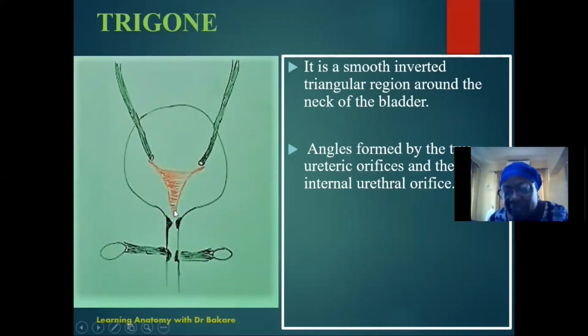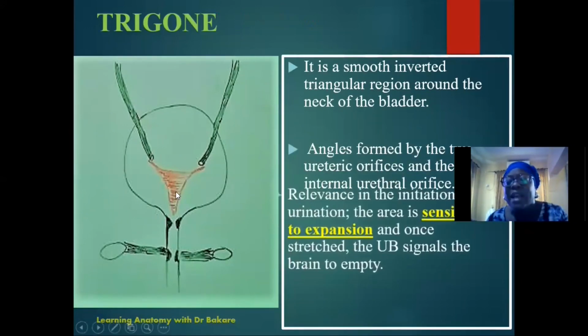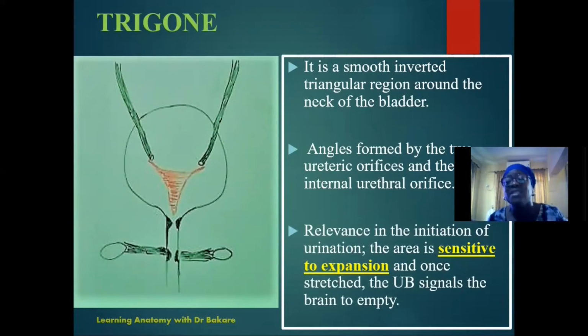Then the inferior angle is formed by the opening of the urethra. This is the urethra that takes the urine out of the urinary bladder. So they tend to form an inverted triangular space around the neck of the urinary bladder. And this structure will help in the process of urination because they are highly sensitive to expansion. So when there is expansion of the urinary bladder and the expansion gets to this region, signals will be sent to the brain for the process of urination to be initiated.